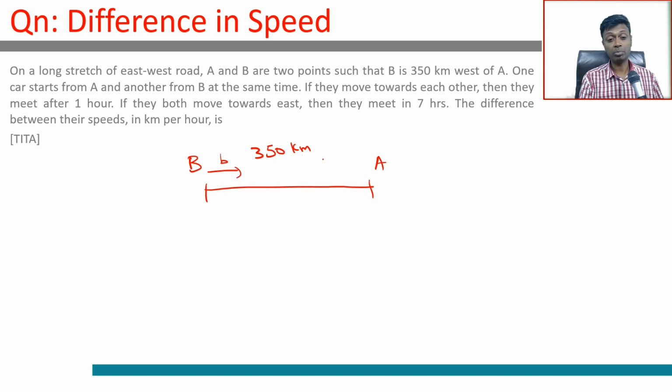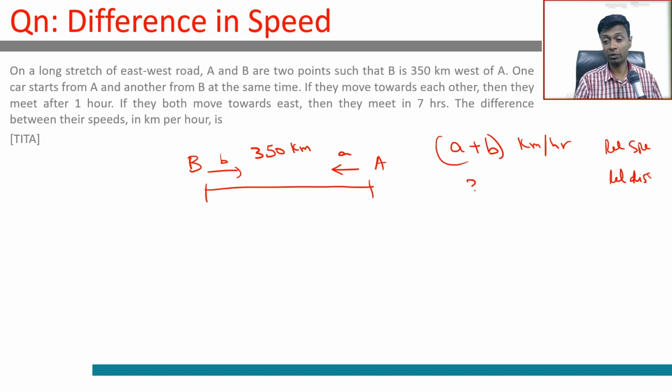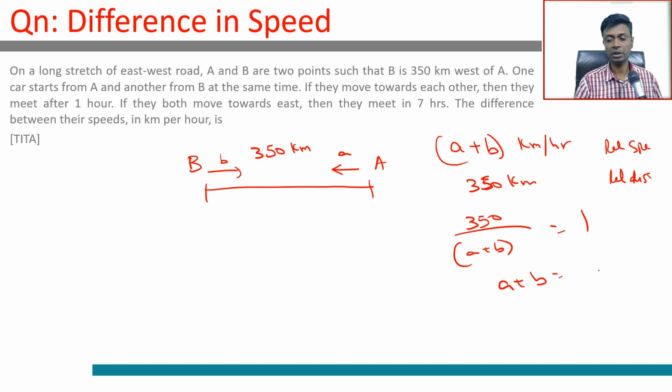Let's say B travels at B kilometers per hour, A travels at A kilometers per hour. They meet in 1 hour, so the relative velocity is A plus B kilometers per hour. This is the relative speed. Relative distance is 350 kilometers. Time taken is 1 hour, so 350 by (A plus B) equals 1, or A plus B is 350 kilometers per hour. Wonderful.